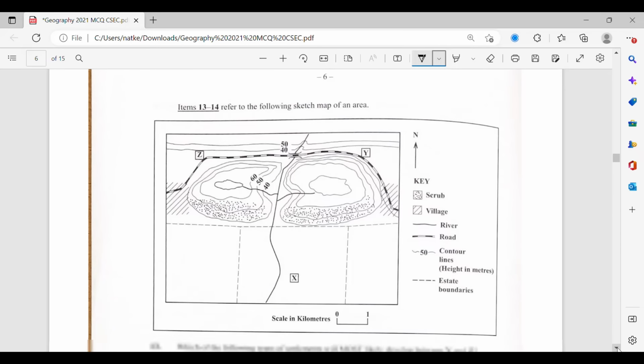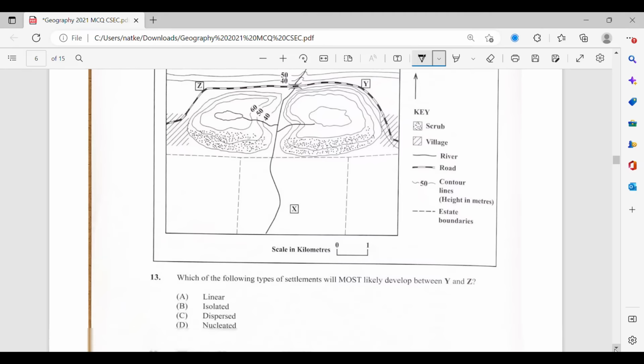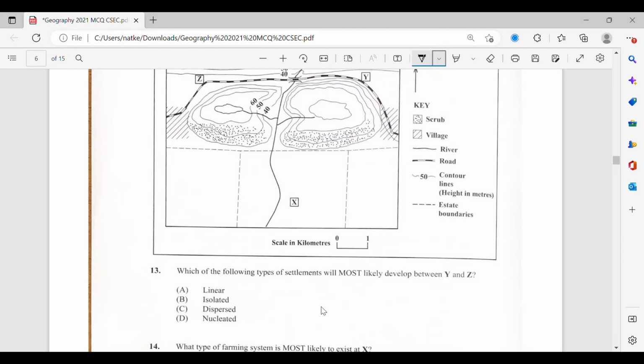Number 13 to 14 refers to the following sketch map of an area. So we can see the map there, scale, key, everything. Which of the following types of settlement will most likely develop between Y and Z? So here's Z and here's Y, and we can see a major roadway there, and then we can see where the land is elevating. So more than likely persons will settle along the roadway. So that would have given us a linear settlement, so it would have been letter A for number 13.